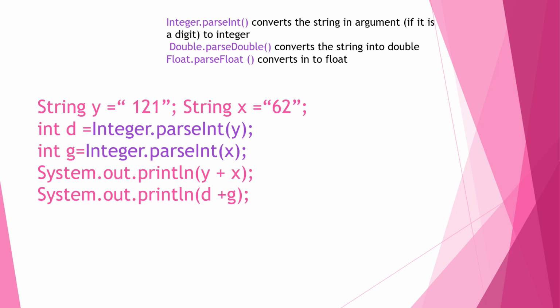Double quotes mean 121 is there, so it is a string. This will be converted into a number. And g = Integer.parseInt(x). The particular string will be converted into a number and stored in g.